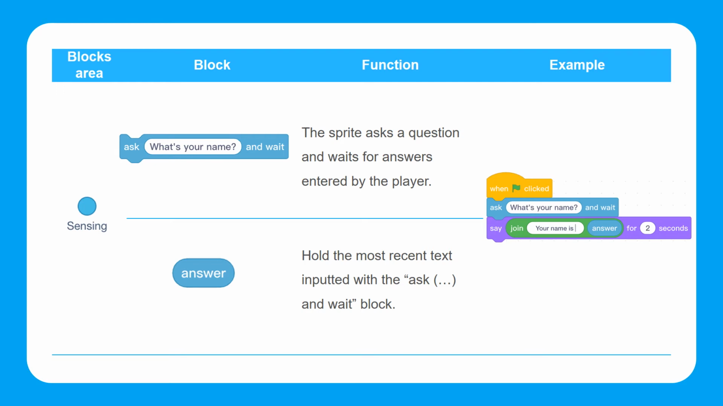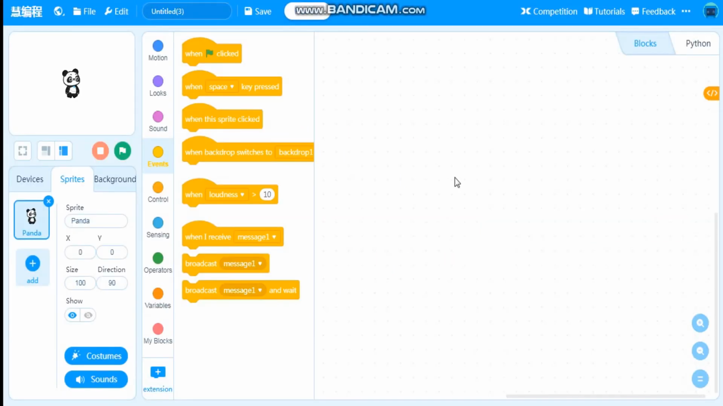When using the Ask What's Your Name and Weight block, there will be a text box on the stage for the player to enter the content, and the content entered will be saved in the Answer block. Cool, right? Let us take a look at an example.